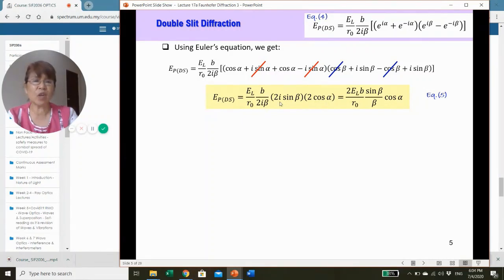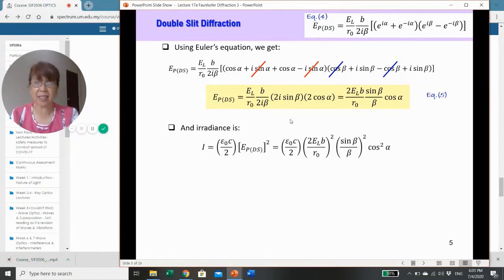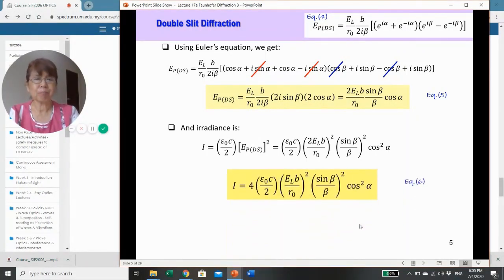Okay, so we regroup them. Then we have 2 times the field factor over r0, and then this 2 and 2 cancel out, so we are still left with 2. So we have sine beta over beta, which is that sinc function, and cos alpha. Now, this is the electric field amplitude; writing in terms of irradiance is squaring this and multiplying by half epsilon 0 c, because this ray is traveling in air. So we square this term, this term, and this term, multiplied by this factor here. And we expand this squared term of 2, which becomes 4.